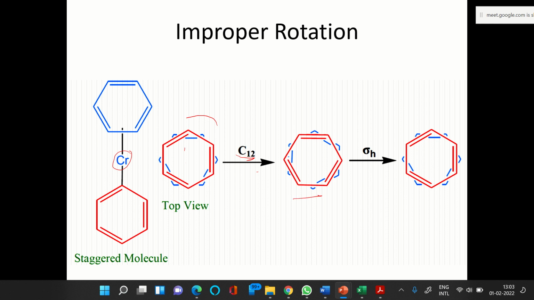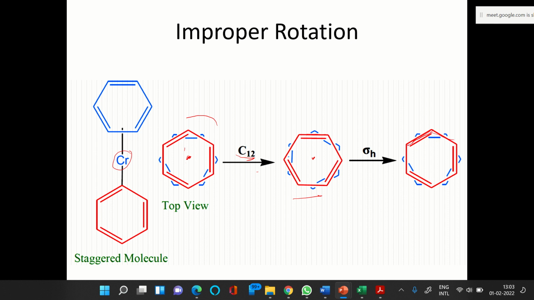Then reflection through the plane. Reflection means you are in between this. If the red colored ring is in front of the plane, front of the screen, the blue benzene ring is behind the screen. The rotation was performed along this perpendicular axis. The axis is coming out of the screen, okay? The perpendicular plane means the screen itself. So you perform the reflection through that, then the back side one, the blue one, will come in front, so it will look like this.